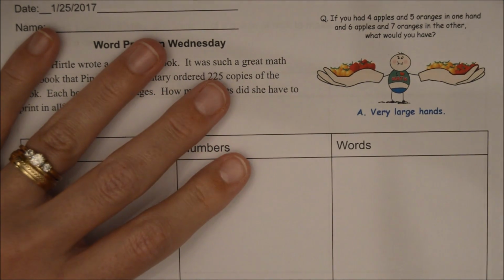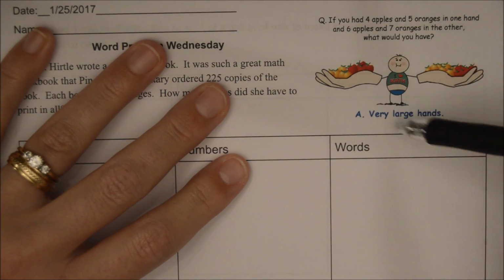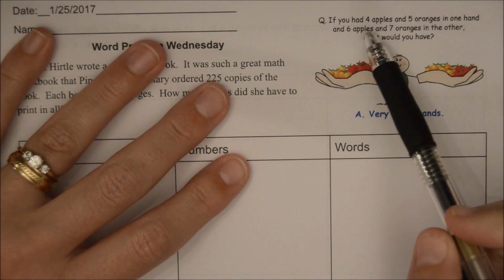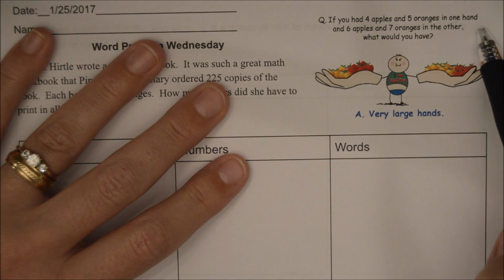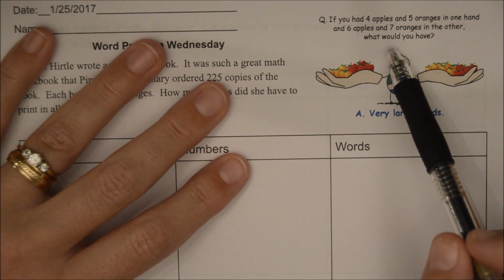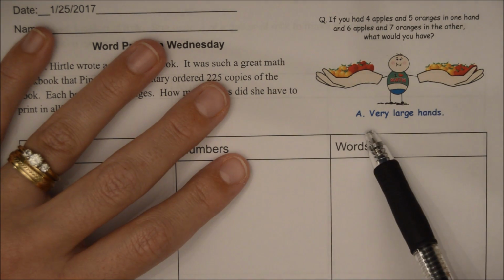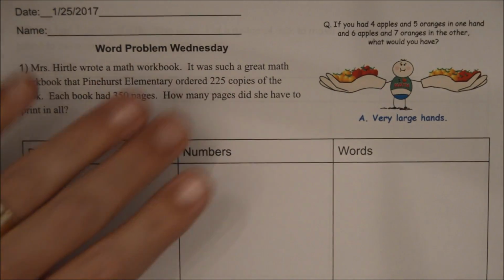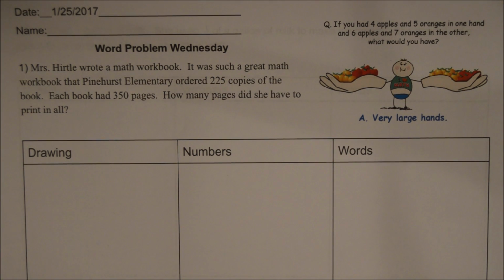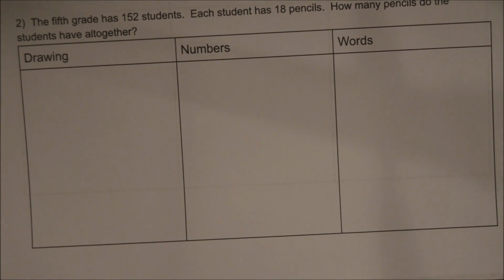I have a little question and answer up here in the right-hand corner. It says, if you had 4 apples and 4 oranges in one hand and 6 apples and 7 oranges in the other, what would you have? And the answer is very large hands. I think that was kind of funny. Do you think that's funny? I don't know if you noticed, but I do take the time to put something funny up here to pique your interest. Anyways, get used to Word Problem Wednesday, because I like it. I think we're going to keep doing it.